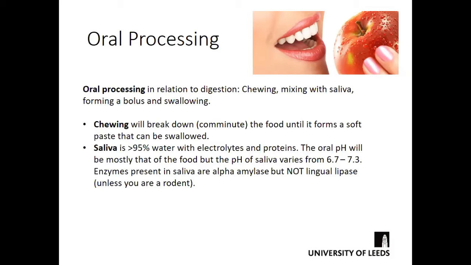And as part of that process, and as part of the lubrication that makes sure that food safely passes down into the stomach, we secrete saliva, which is essentially water. It's 95% water with electrolytes and proteins. Many of these proteins are surface active, and there's also a certain amount of mucin present that helps create that cohesive, slippery bolus that can be swallowed. The oral pH will mostly be governed by the food that we've consumed, but the pH of the saliva itself is around neutral, so something like 6.7 to 7.3.